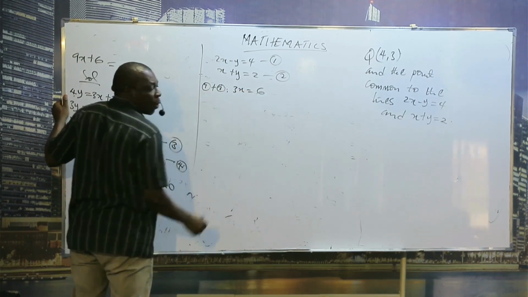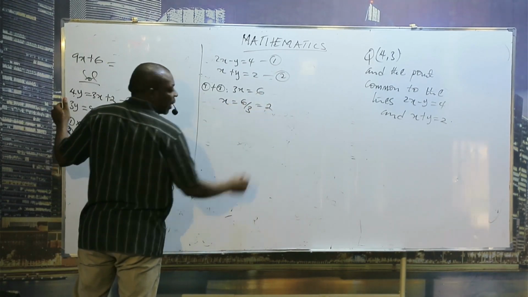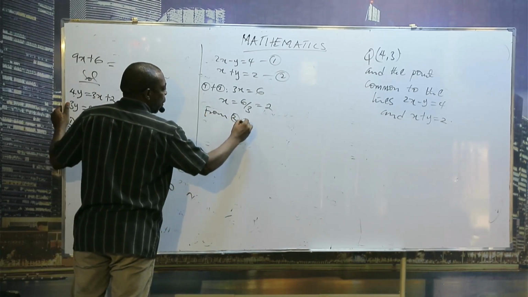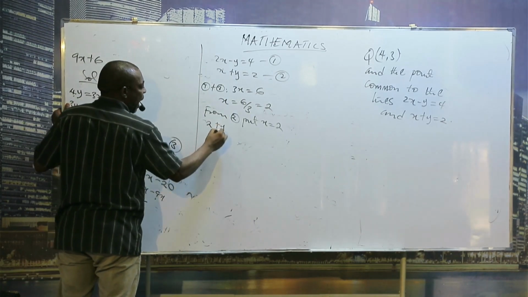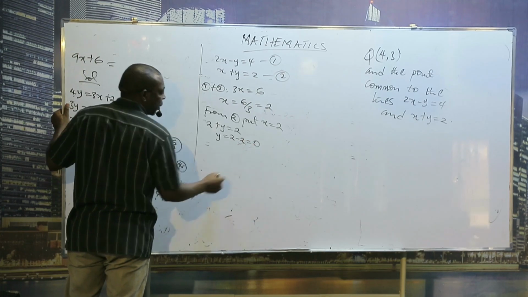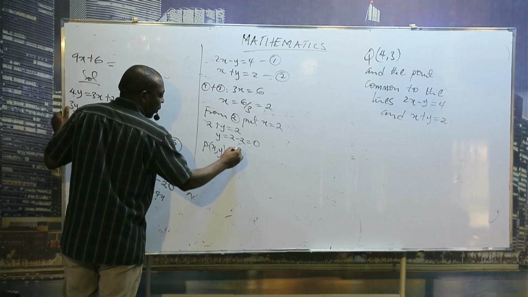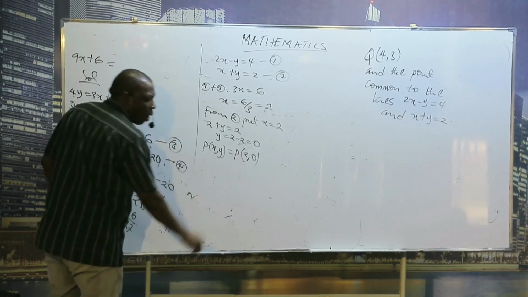3x equals 6, so x becomes 6 over 3, which is 2. From equation 2, put x to be 2. This is 2 plus y equals 2, so y becomes 2 minus 2, which is 0. So that P becomes (x, y), which is (2, 0).